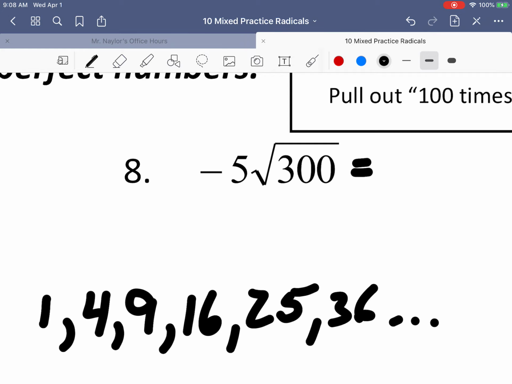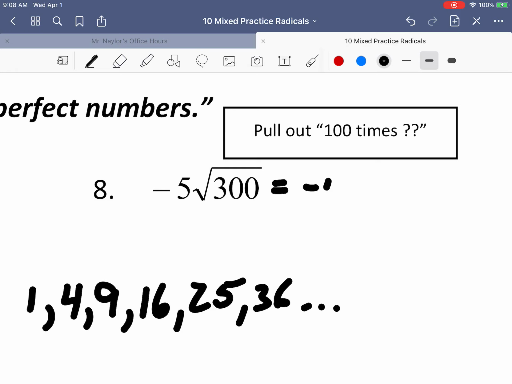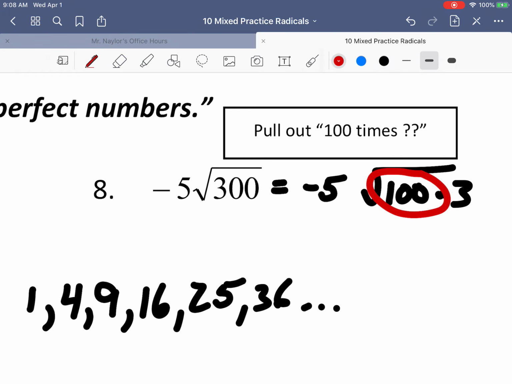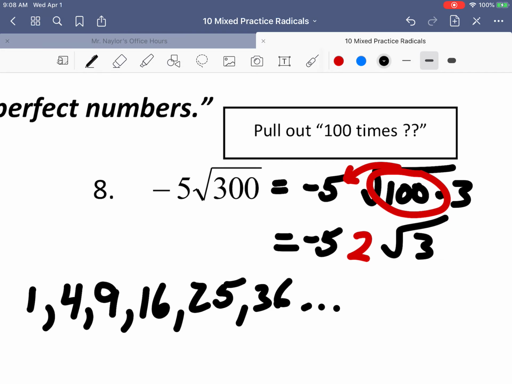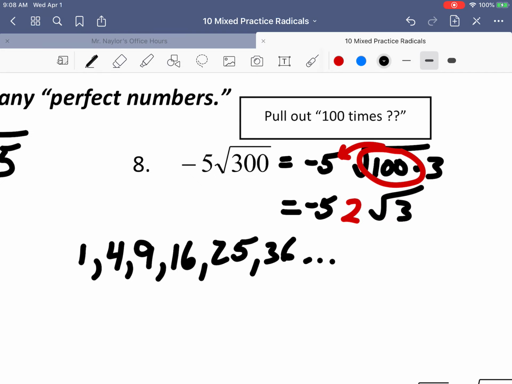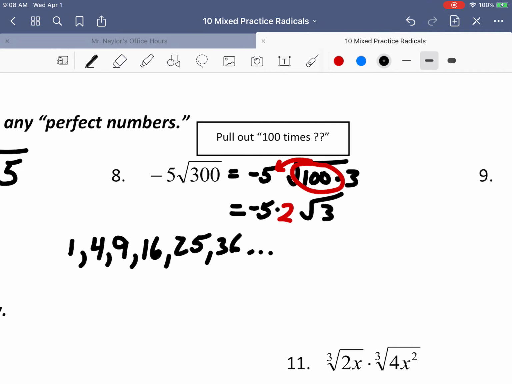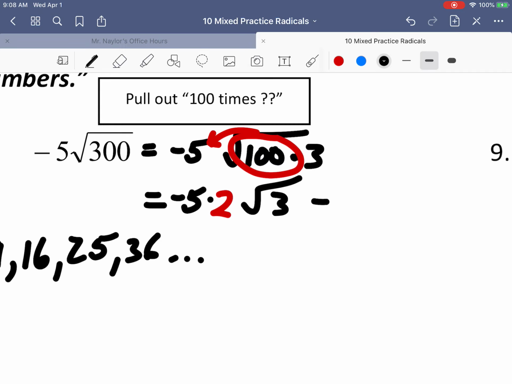Now, as I gave you a hint in this problem, why not think about taking out 100? Now it's 100 times 3, but you're really taking out 100 because 100 is a perfect square. Now when it comes out, it turns into a 10. That's because you do the square root of 100. So we get 10, and then it leaves behind the square root of 3. Now we don't have 5 squared on the outside. We actually have 5 times 2. Actually call it negative 5 times 2. So that's going to give you negative 10 root 3.